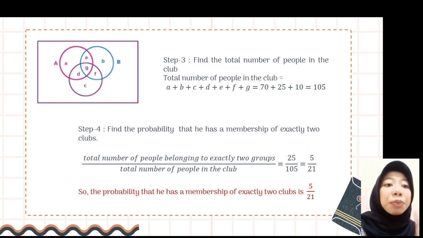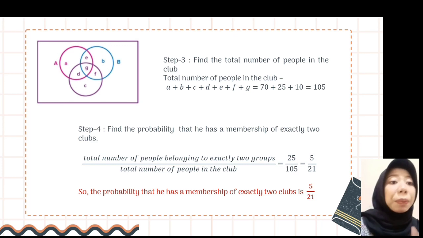Next, step 3. Find the total number of people in the club. The total number of people in the club equals A plus B plus C plus D plus E plus F plus G equals 17 plus 25 plus 10 equals 52.